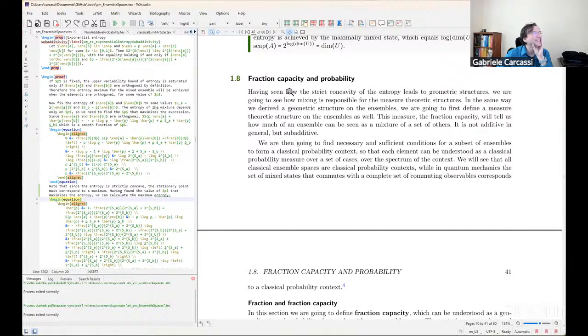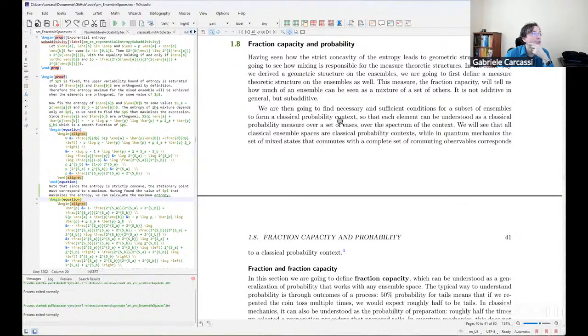Okay, so having seen how the strict concavity of the entropy leads to geometric structure, we are going to see how mixing is responsible for the measure theoretic structure. In the same way we derived the geometric structure on the ensembles, we're going to first define a measure theoretic structure on the ensembles as well. This measure, the fraction capacity, will tell us how much of an ensemble can be seen as a mixture of a set of others. It is not additive in general, but subadditive. This is the part that we're going to look at today.